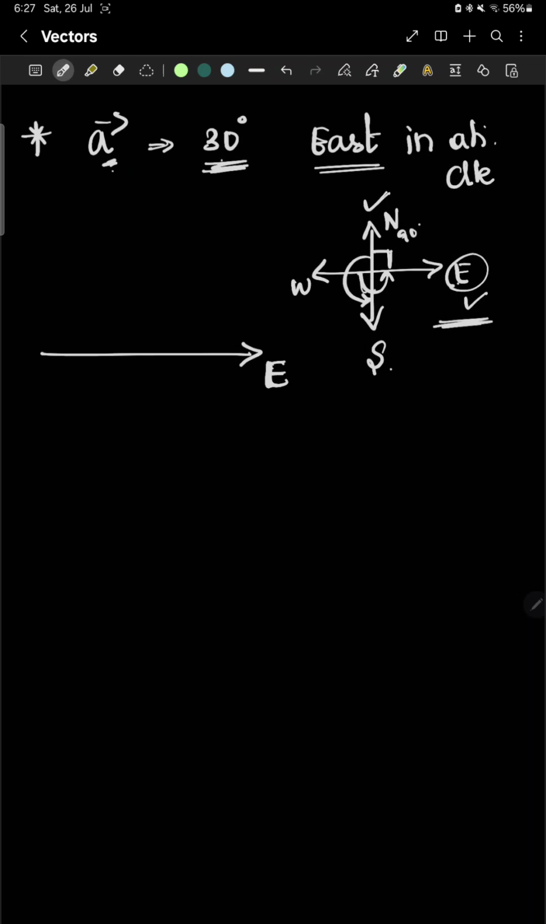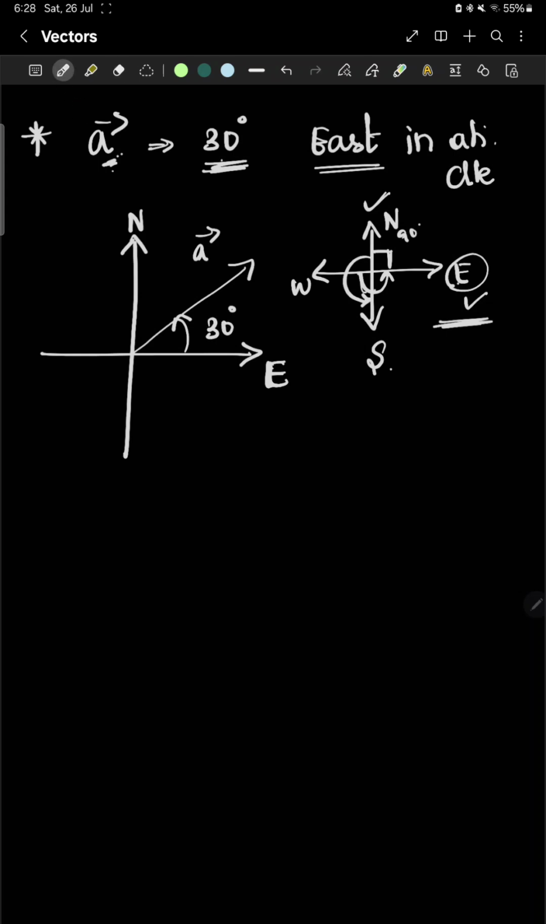I can also consider north, and from this also I can calculate the angle of A vector, but as they said A vector is making 30 degree with east, so I should consider this reference as east, and I have to mention this 30 degree. This is not 80 degree, it is 30 degree.